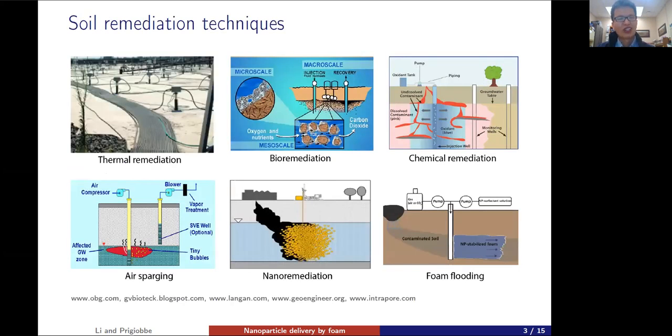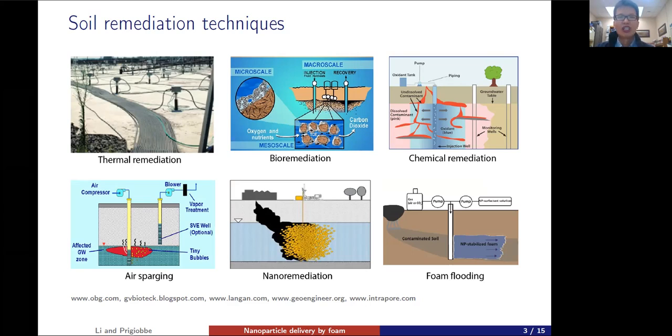To address the soil contamination problem, several remediation techniques have been developed over the years, such as thermal remediation, bioremediation, chemical remediation, air sparging, nanoremediation. However, these methods have limitations like the cost due to chemicals and water consumption, the inefficiency due to soil heterogeneity, and the back diffusion.